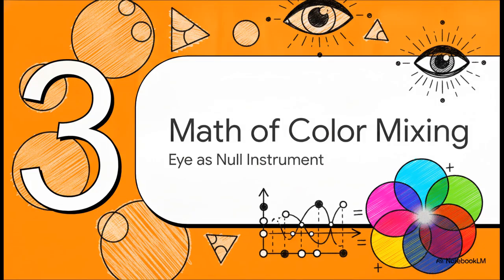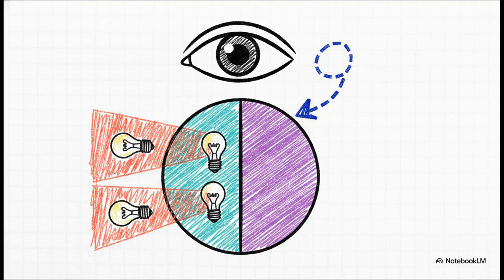Section 3. The math of color mixing, the eye as a null instrument. Okay, let's pivot from biology into this strangely fascinating, abstract math of color. When scientists study how we perceive color, they use the eye as what's called a null instrument. Meaning, they don't ask you how you feel when you see the color green. They just ask you to adjust two lights until they look perfectly identical. And through this, they discovered 3 absolute game changers.